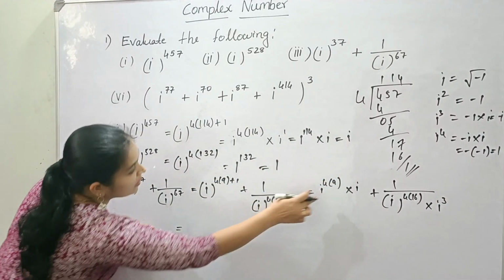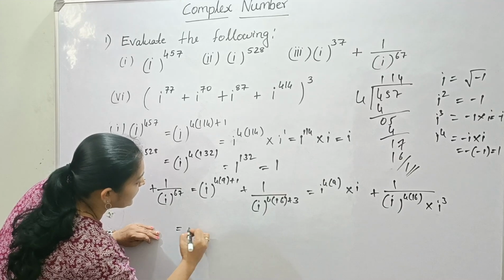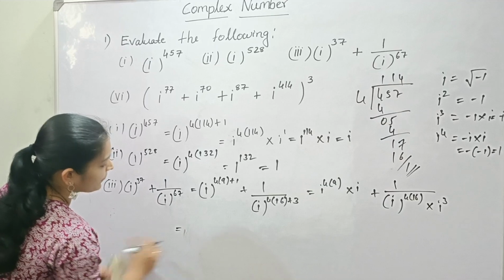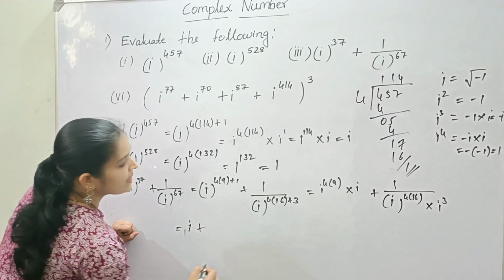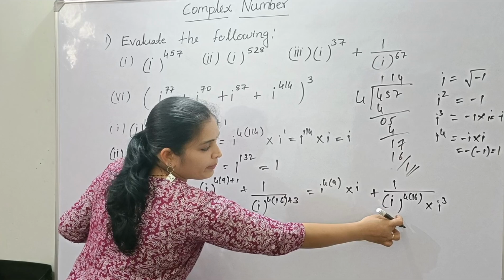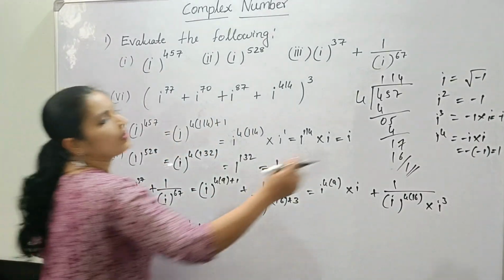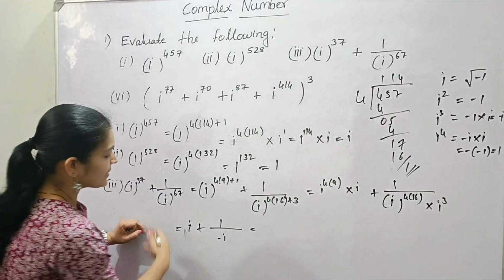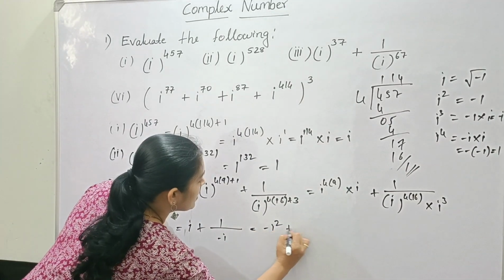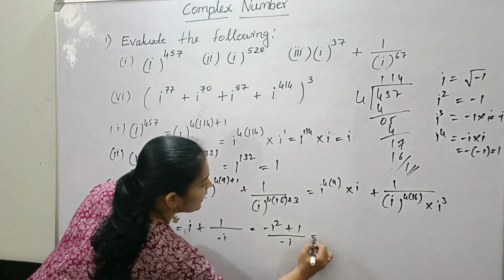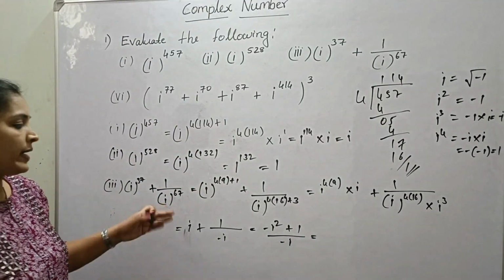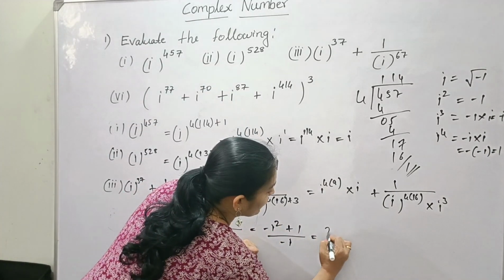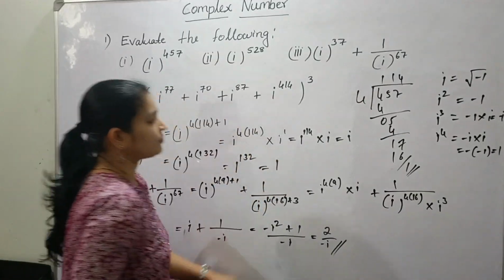That is equal to, it is nothing but 1, because i raised to 4 is 1. So 1 into i, that is i itself. So i plus 1 divided by 1 into i cube. The value of i cube is minus i. So i plus 1 divided by minus i. Take the LCM: i square plus 1 divided by minus i. See, i square is minus 1, so minus 1 plus 1, that is 2. So 2 divided by minus i.